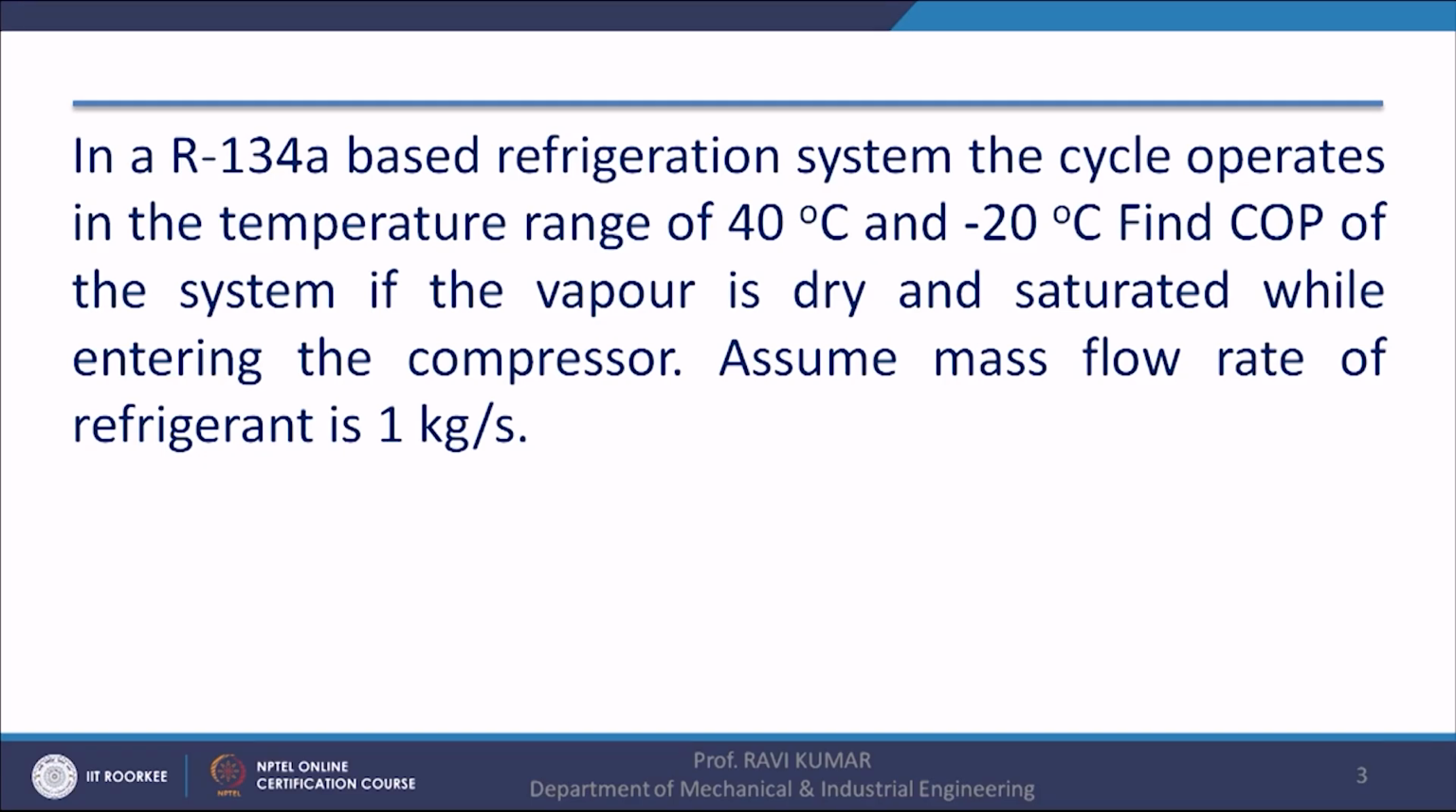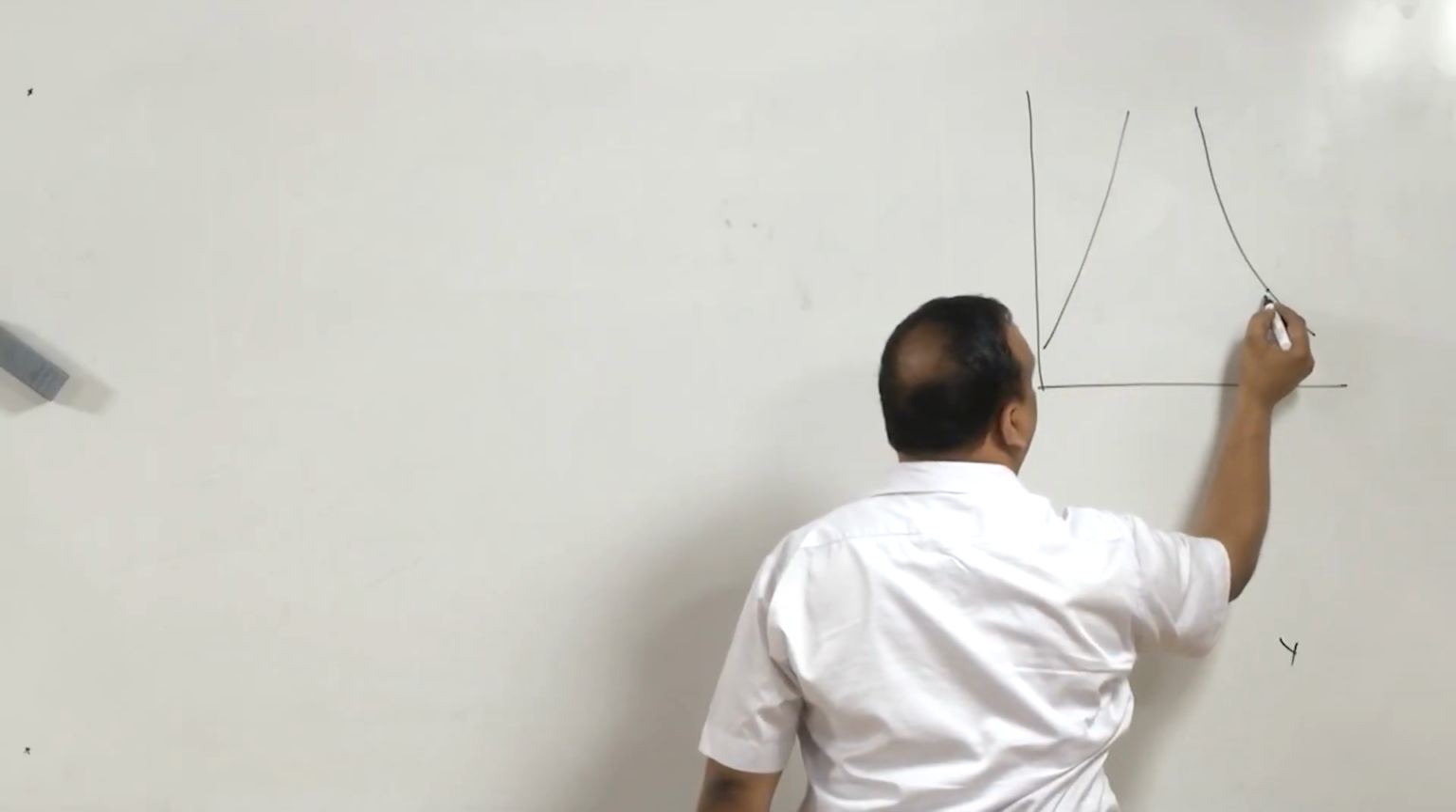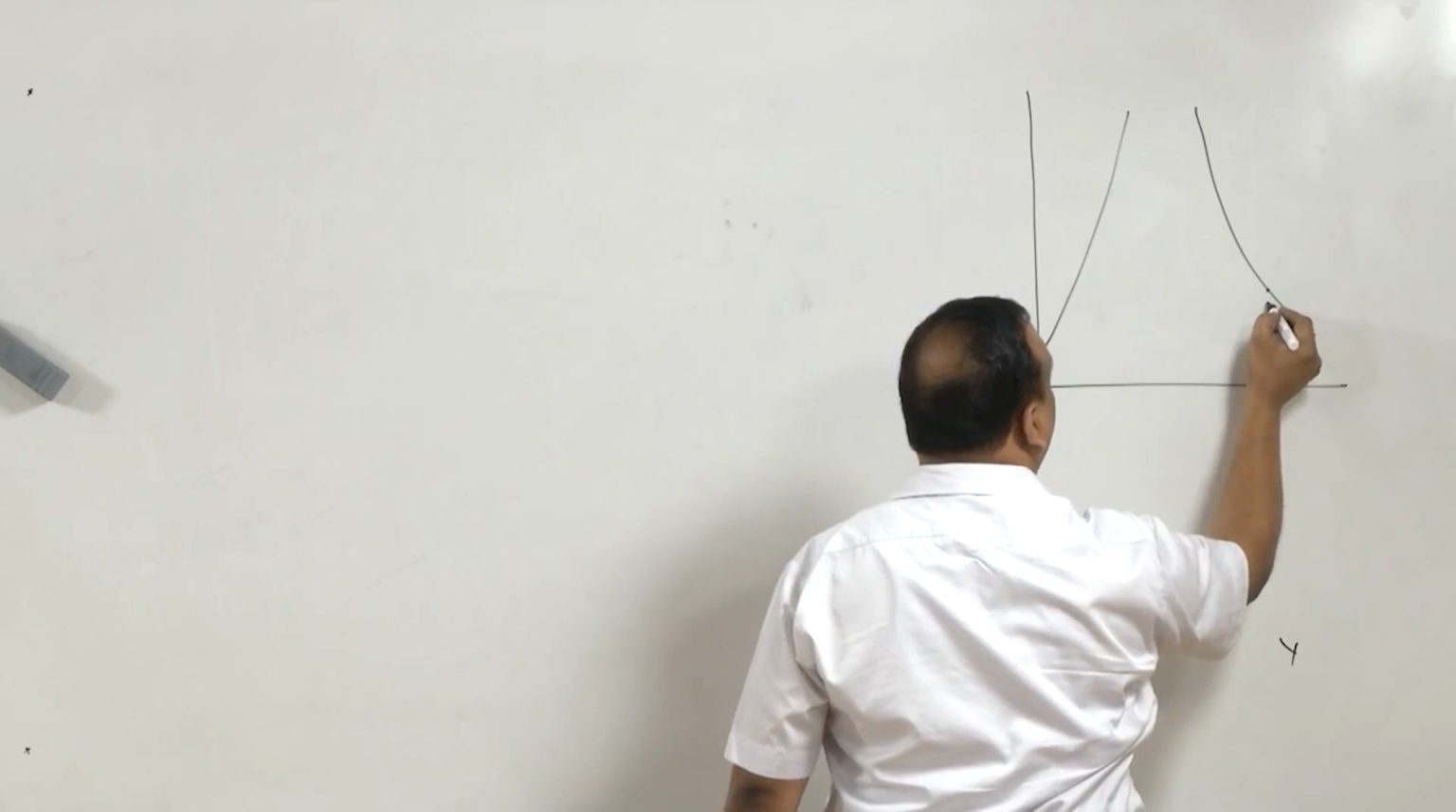Now, let us take one numerical example: R134A working between 40 degree centigrade and minus 20 degree centigrade, and the vapor is saturated before entering the compressor. So, the vapor is saturated before entering the compressor, that is state A.